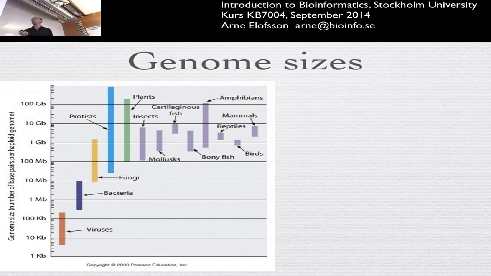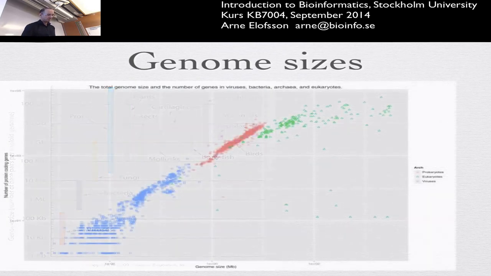So this is why people talk about junk DNA. So parts of the DNA that seem to be not important for the survival of the organism. Well, you can define it as not under selective pressure.